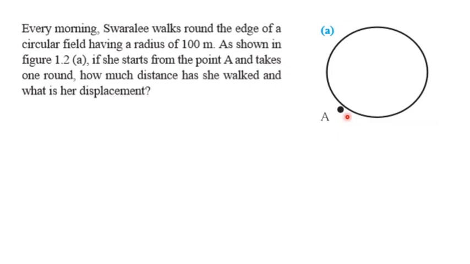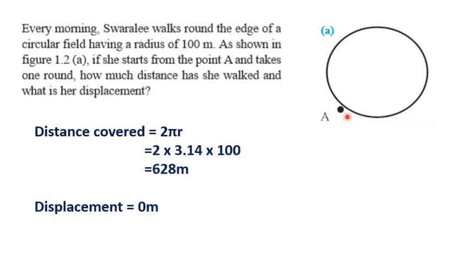So as it is a circular ground, we know the formula is 2 pi r. Pi is 3.14, and 100 is the radius which is already given to us.